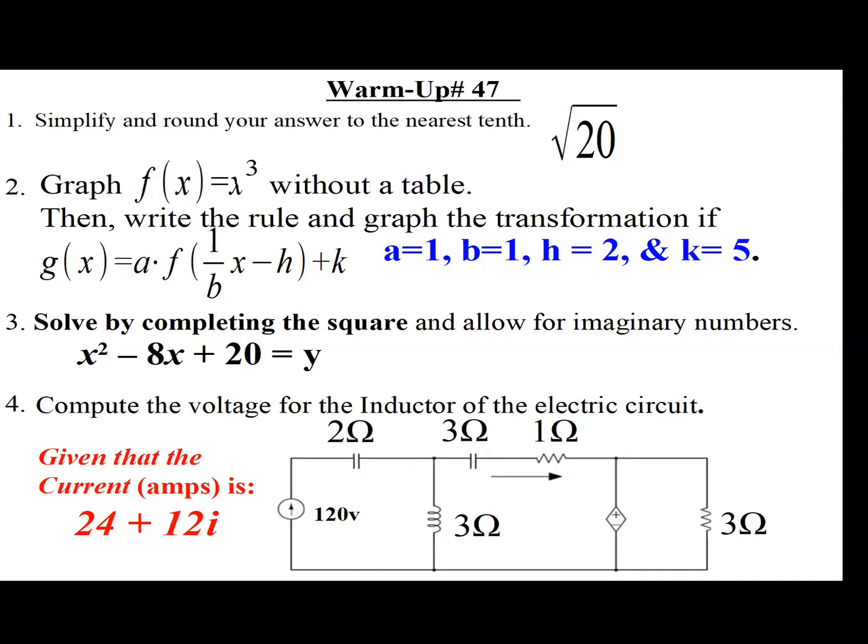So our warm-up number 47 is on the screen. Number 1 says simplify and round your answer to the nearest tenth. We have square root of 20. Now, I'll go over number 1 at the end. But the next 3 you should be able to do by yourself.